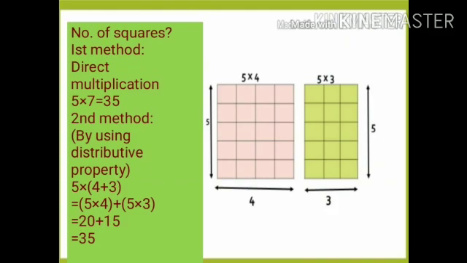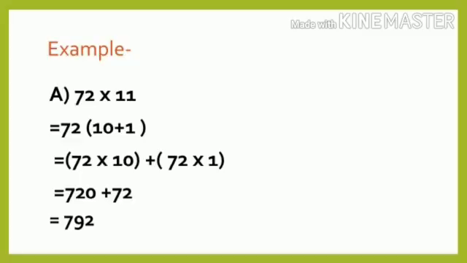You can see that in the first method and second method both numbers are the same. But for bigger numbers, this distributive property will help you to make your calculations easier. Let's take an example. Here two numbers are given, 72 and 11. What we will do, we will take the smaller number.